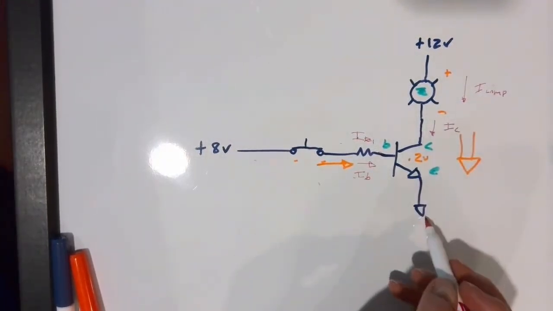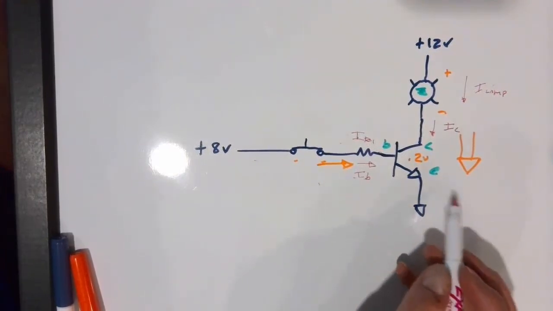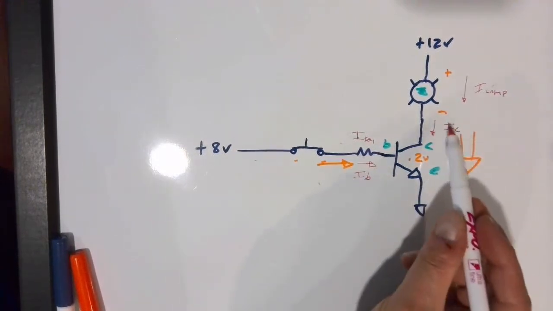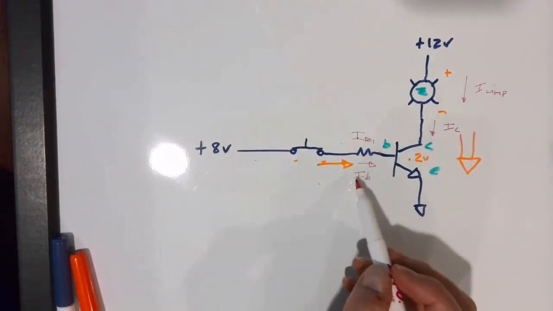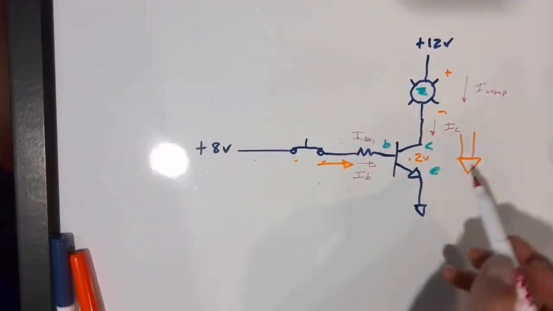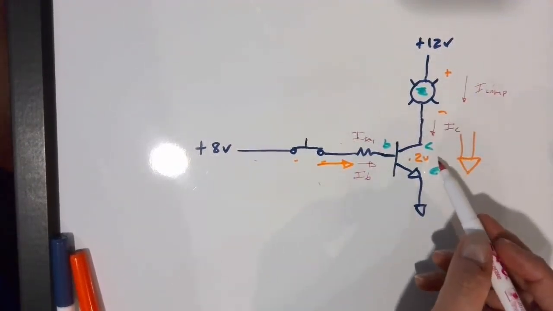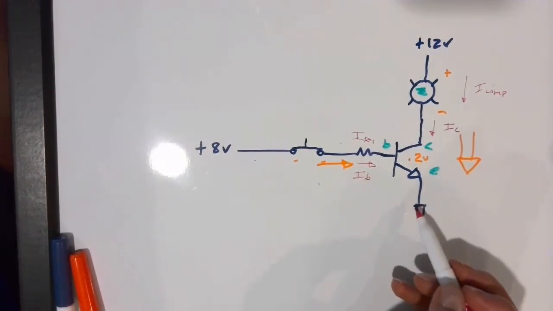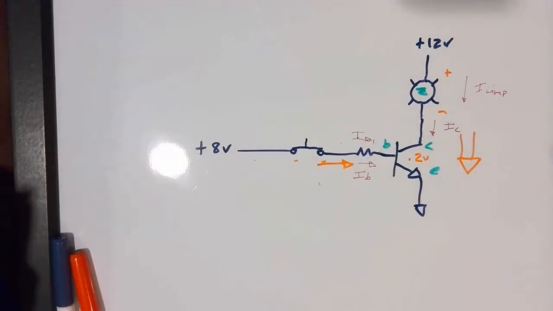Now the emitter is connected to ground, and ultimately what it does is it sums this base current with the collector current. But because the base current is so small by comparison, only a few milliamps compared to as many as many amps of current, it ends up being mostly the same as the collector current, but it's connected to ground. Now let's take a look at the voltages.